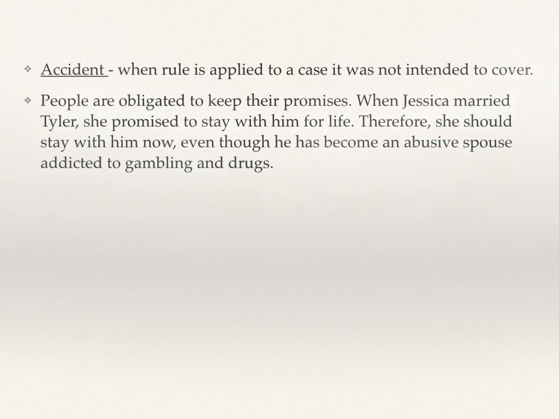For example, we could say people are obligated to keep their promises. That's a good rule to follow. But then we go on and we say, when Jessica married Tyler, she promised to stay with him for life. Therefore, she should stay with him now, even though he has become an abusive spouse addicted to gambling and drugs. So this would be an example where clearly we wouldn't think she should stay with him now that he's become abusive and addicted to gambling and drugs. So this is not an instance that the rule is meant to apply to.